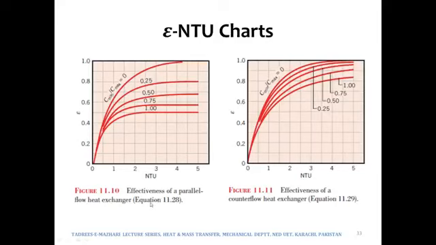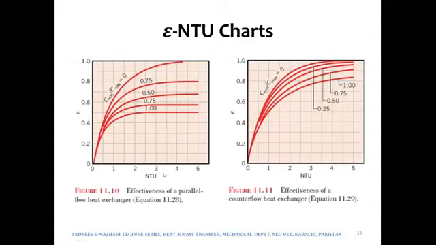So if, for example, we have a parallel flow heat exchanger, and we know NTU or this ratio, then we can find out the effectiveness. Or if we know the effectiveness and this ratio, C min over C max, then we can find out NTU. So we really do not need to make use of those expressions. Rather, these easy to use graphs can be made use of.